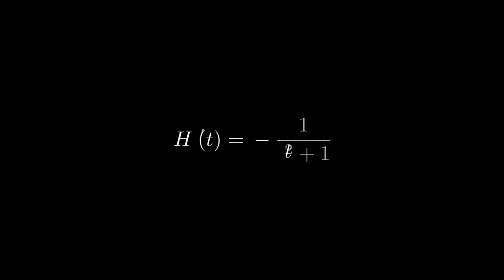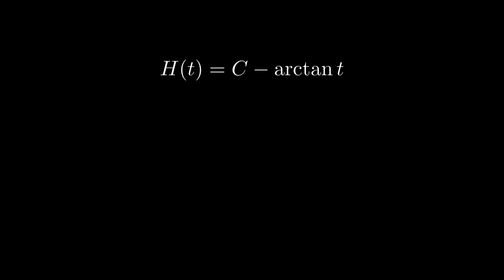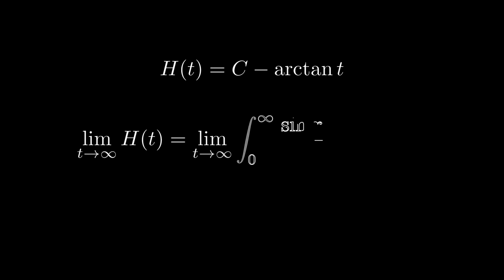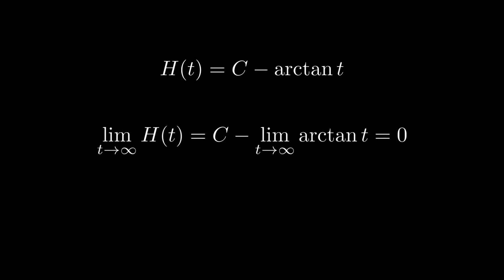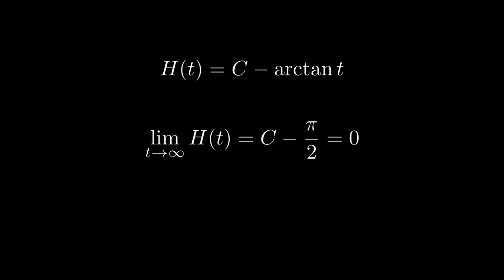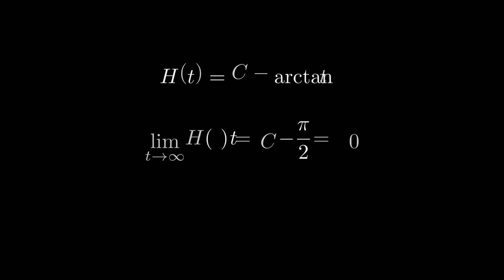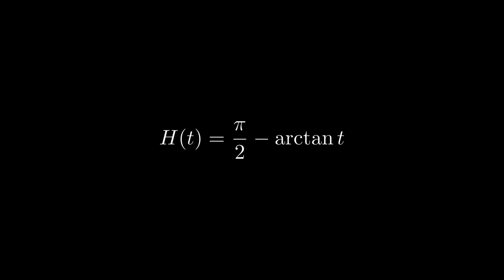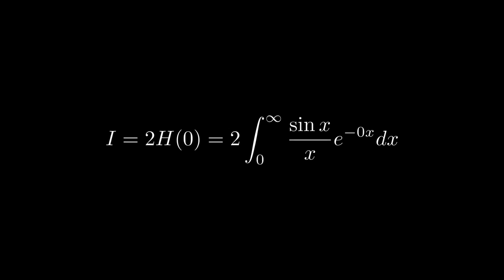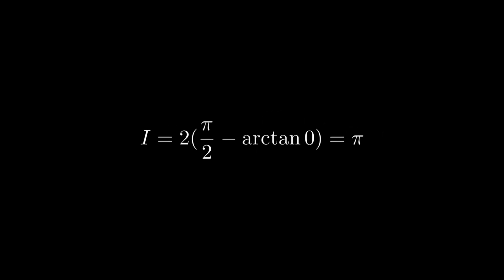Because 1 over t squared plus 1 is the derivative of arctangent t, we know h(t) equals c minus arctangent t, where c is a constant. To determine the value of c, we need to check h(t)'s behavior when t goes to positive infinity. When t goes to infinity, h(t) goes to 0. Therefore, c is just pi over 2. h(t) equals pi over 2 minus arctangent t. Recall that our original integral is 2 times h(0). Substituting 0, we see that the integral just equals pi.